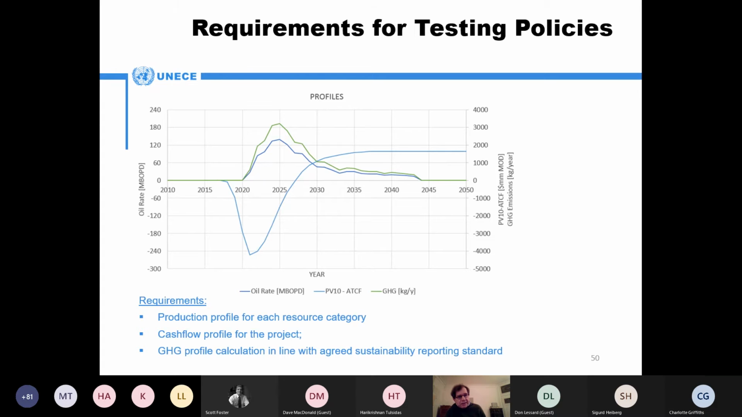And of course, you can plot not only the cash flow, but you can also plot the product volume, in this case it's oil, and also the greenhouse gas emissions over the years of the project. So you can do these plots for any resource category, and you can of course calculate, we have calculated, using a sustainability reporting standard, and this is also an issue because there is not a single one, there's many. And that brings me to the next slide.